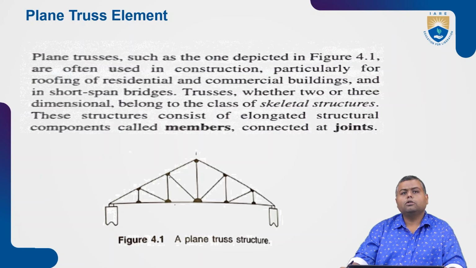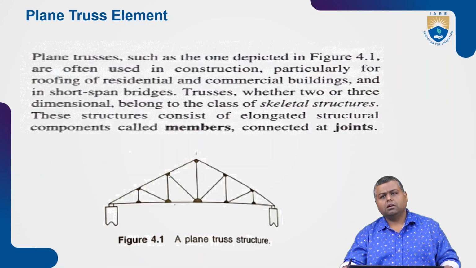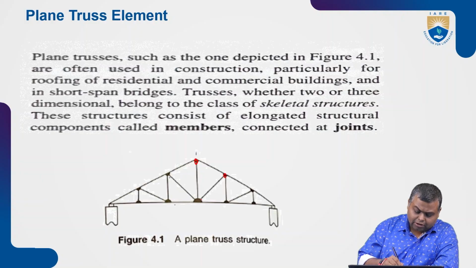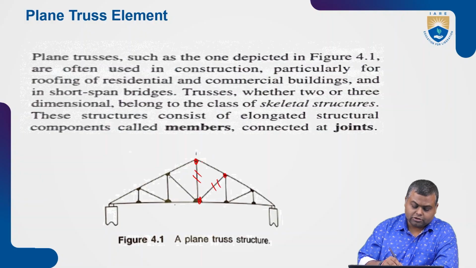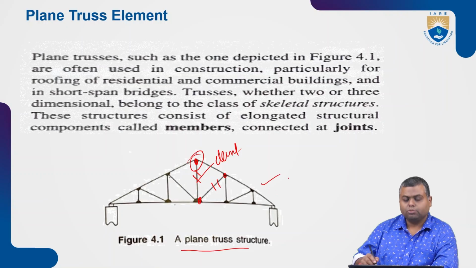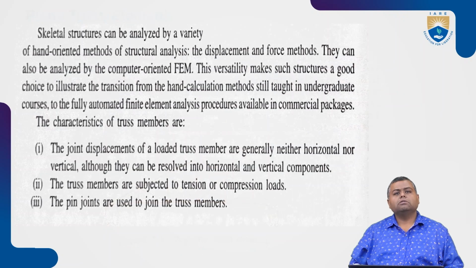Whether two or three dimensional, they belong to the class of skeleton structures. These structures consist of elongated structural components called members, connected at joints. These are called joints and these are called members. In FEA, we call them a node and an element. So a plane truss structure will be in this format, consisting of members as well as joints.